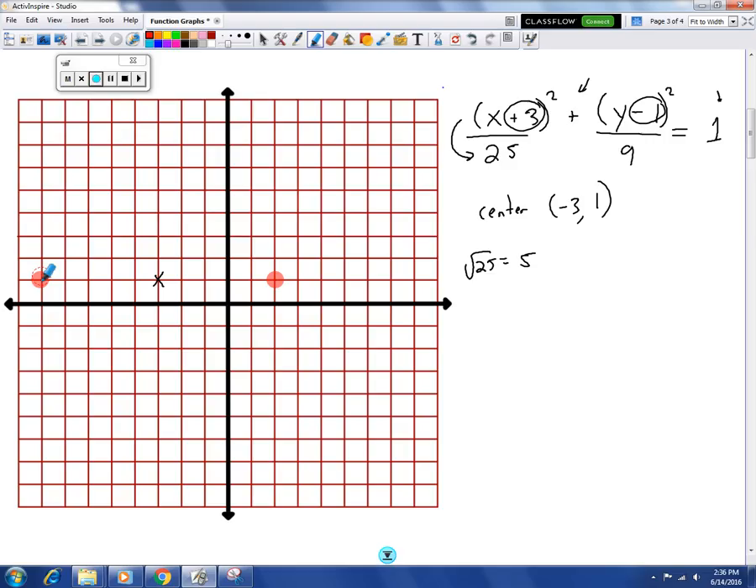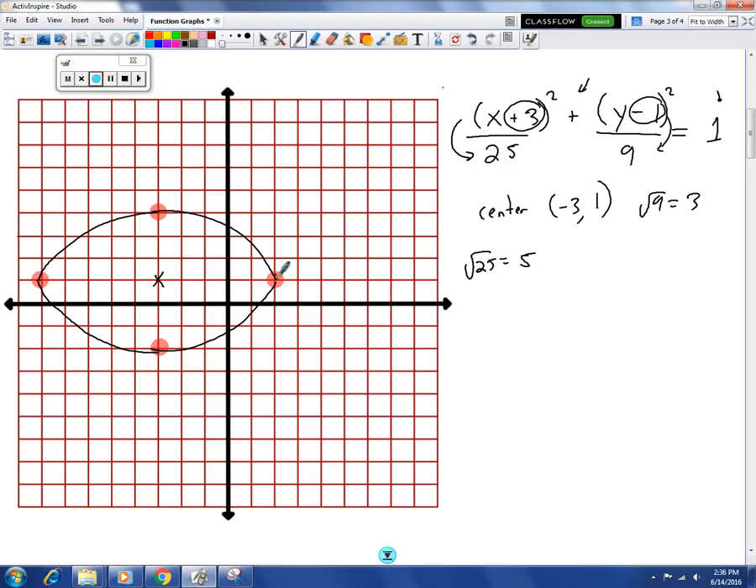Now on the Y, underneath the Y, I see a 9. Square root of 9 is 3. The Y direction is up and down. So from my center, I move up 3, and from my center, move down 3. And there are 4 good points on my ellipse. I just draw the curve as best we can. It kind of looks like a football, though it's not really pointed at the end. And that's our ellipse.